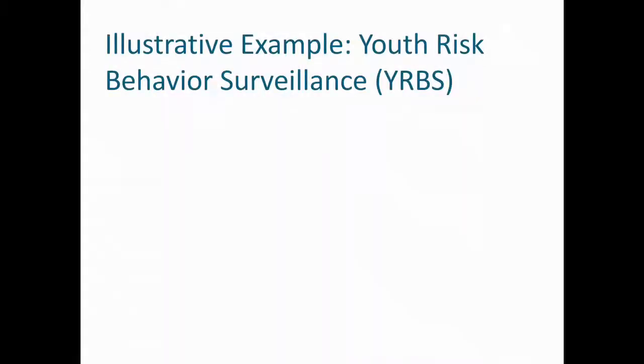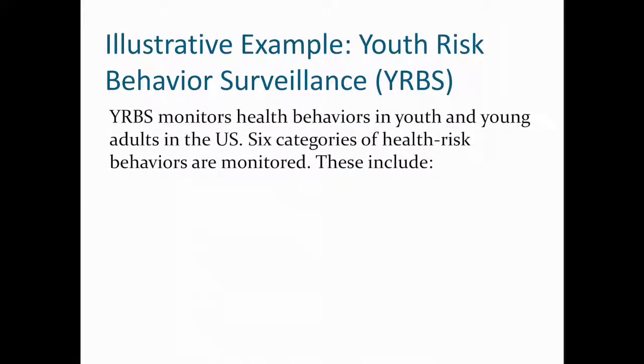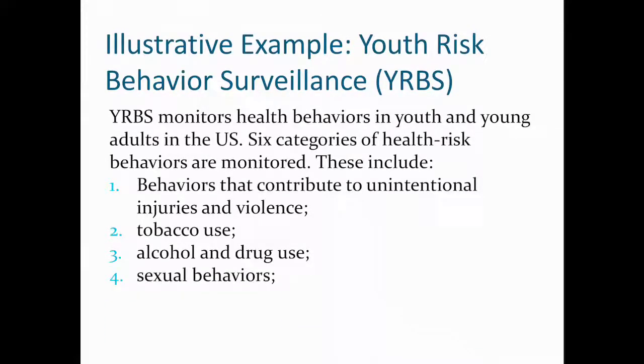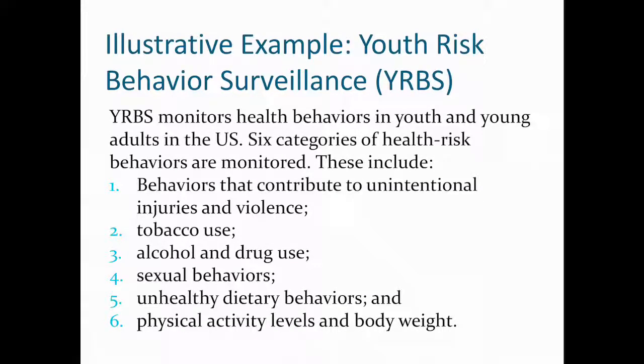So here we have an example of a study of surveys, and this is called the YRBS, or the Youth Risk Behavior Surveillance. If you're not familiar, this is a huge study that goes on, and it measures the health behaviors in youth and young adults in the U.S. It has 6 categories of health risk behaviors. They are behaviors that contribute to unintentional injury and violence, tobacco use, alcohol and drug use, sexual behaviors, unhealthy dietary behaviors, and physical activity levels and body weight.